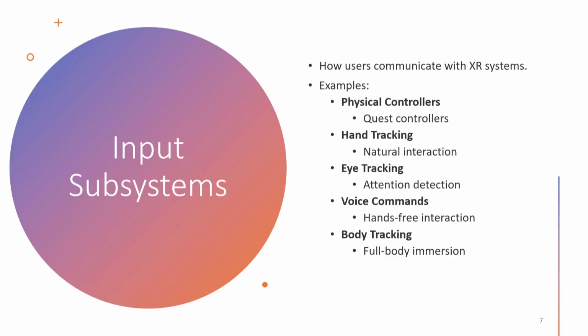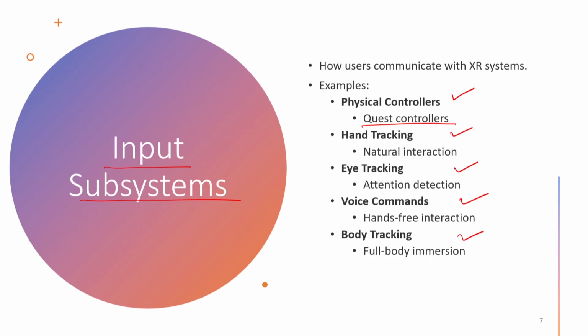There are a number of input subsystems that XR systems use. These can include physical controllers, hand tracking, eye tracking, even voice commands and body tracking. An example of physical controllers are the controllers that come with the MetaQuest series of headsets, be it the MetaQuest 2 or the MetaQuest 3 or Pro.